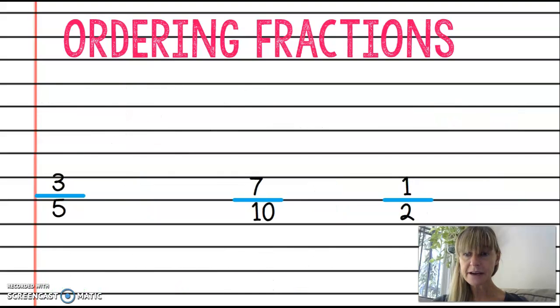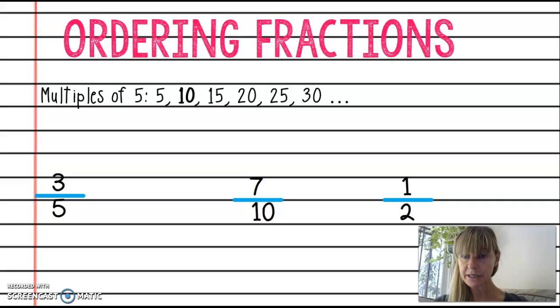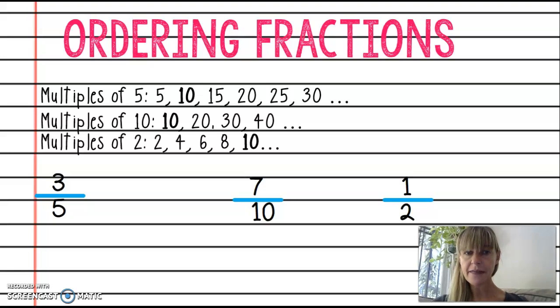These are the next set of fractions. We need to first find the multiples of 5. 5, 10, 15, 20, 25, 30. Then we need to find the multiples of 10. 10, 20, 30, 40. Then the multiples of 2. 2, 4, 6, 8, 10. Well, I see a common multiple. The lowest common multiple in this case is 10.